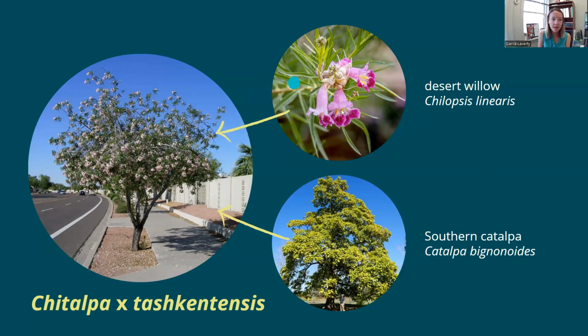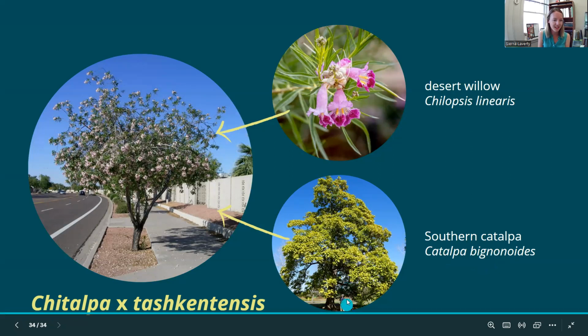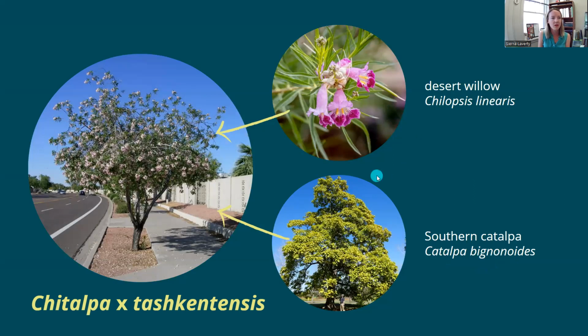And it was crossed with the southern catalpa. So the southern catalpa, or Catalpa bignonioides, is this really tall tree here. You see this guy down here. It's a very, very tall tree native to the southeast. And our desert willow is a shrubby plant native to the southwest. And this was actually bred by a Ukrainian person back in either the late 1800s or early 1900s. And they crossed those two together.